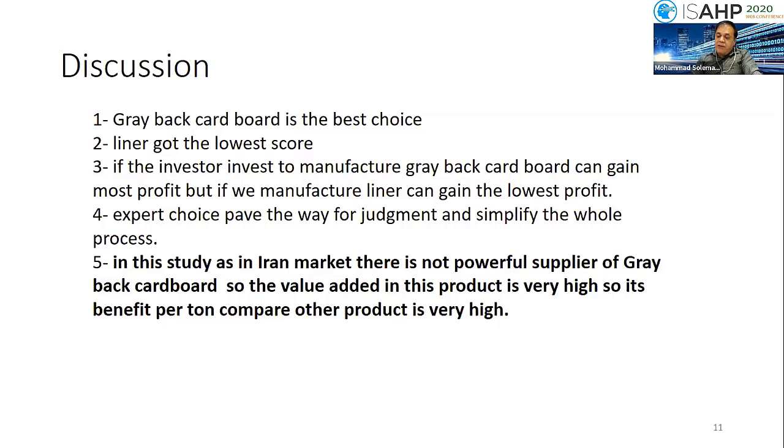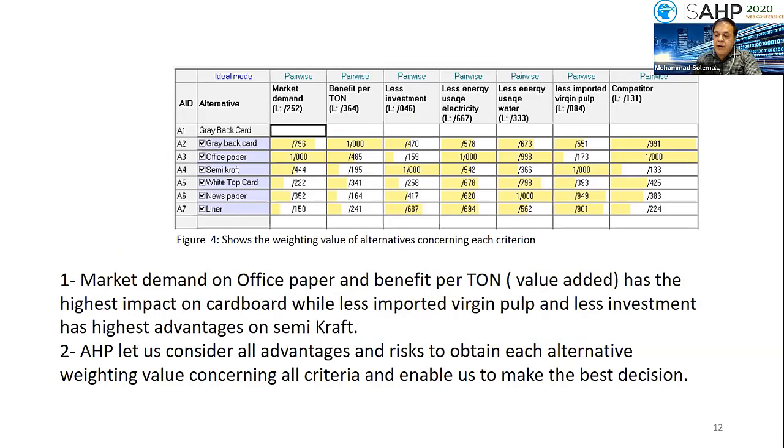With Expert Choice, we pave the way for judgment and make the whole process as easy as possible. In this study, as it is in the Iran market, there is not a powerful supplier for grayback cardboard at present, so the value added in this product is very high. So the benefit per ton compared to others is very high. As we see here in Figure 4, grayback cardboard has the highest value in benefit per ton and competitor, while office paper has the highest value in less energy usage.